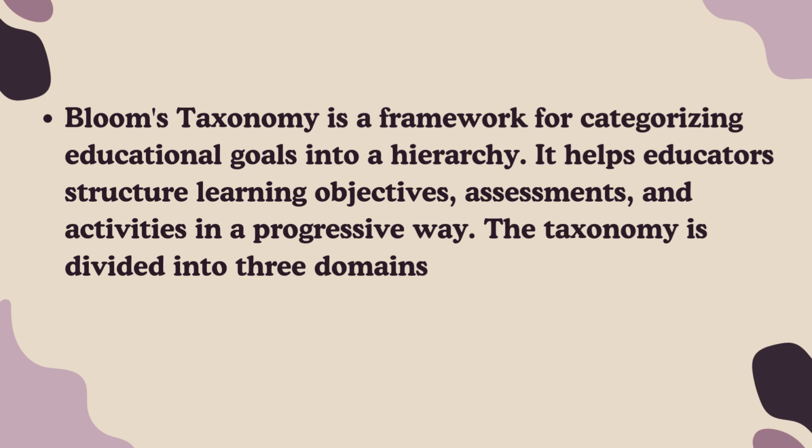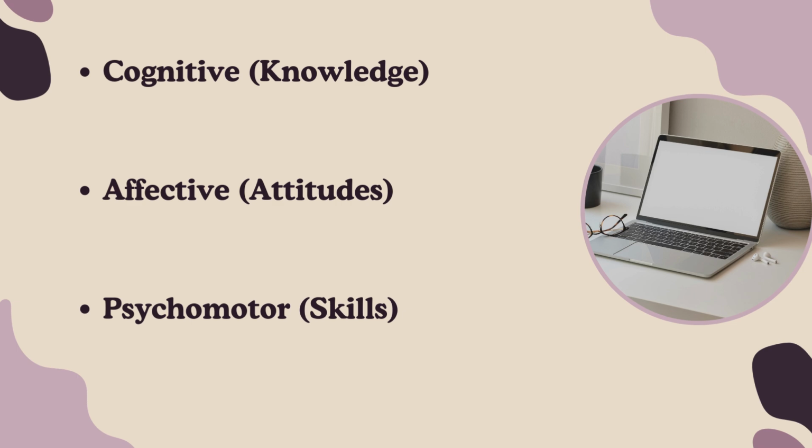This framework categorizes educational goals into a hierarchy. It helps educators structure learning objectives, assessments, and activities in a progressive way. The taxonomy is divided into three domains. The first domain is cognitive. This domain is the most commonly used and represents the mental processes involved in acquiring and processing knowledge. The cognitive domain has six levels, each representing a higher order of thinking.